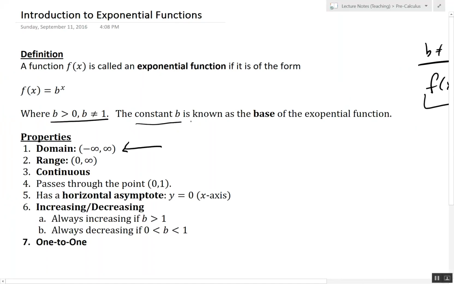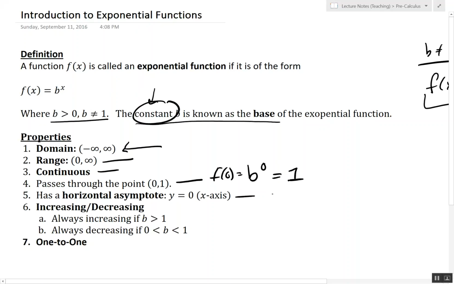This constant b is known as the base of the exponential function, and notice it is a constant, not a variable. So notice that the variable here appears in the exponent, not in the base. Other properties: the function is always going to be greater than 0. It's continuous and will always pass through the point 0, 1, because b to the 0 always equals 1. So that's f of 0.